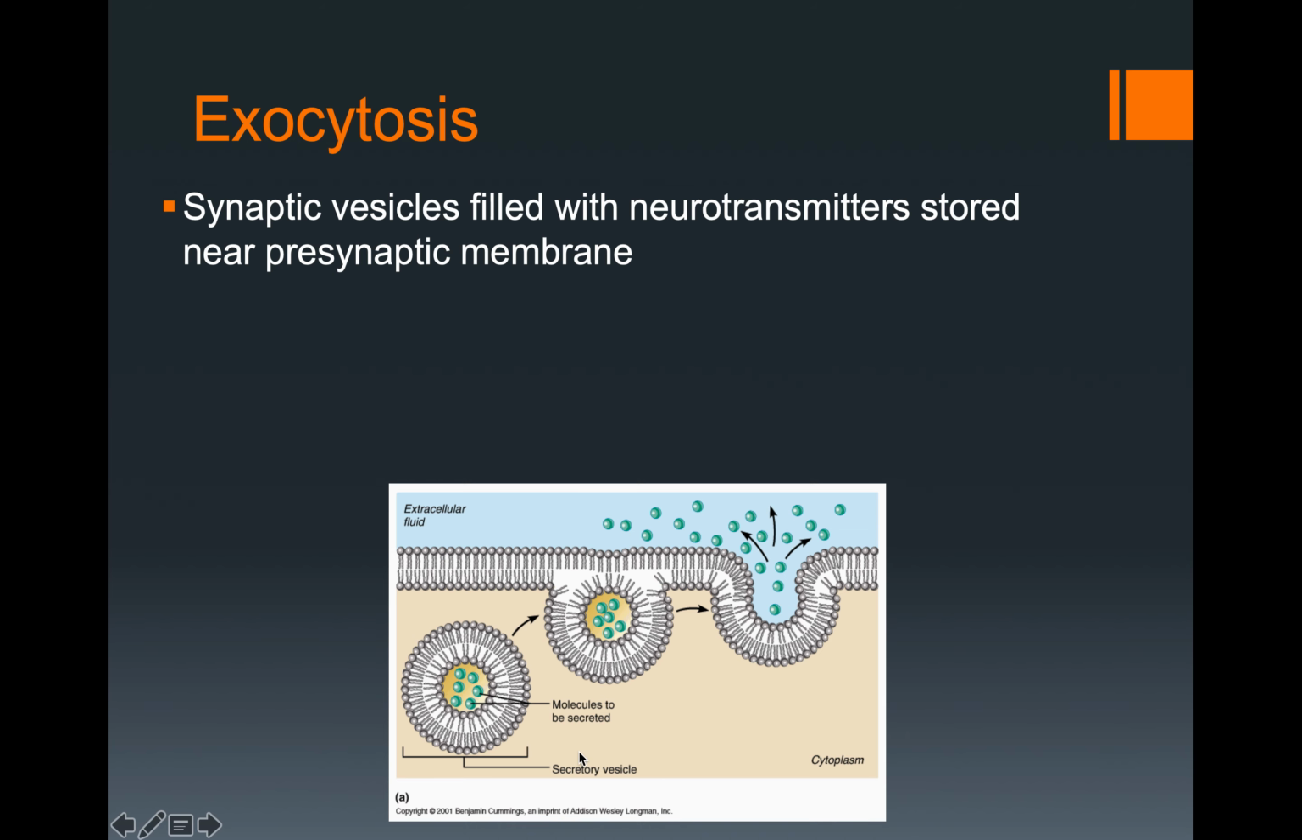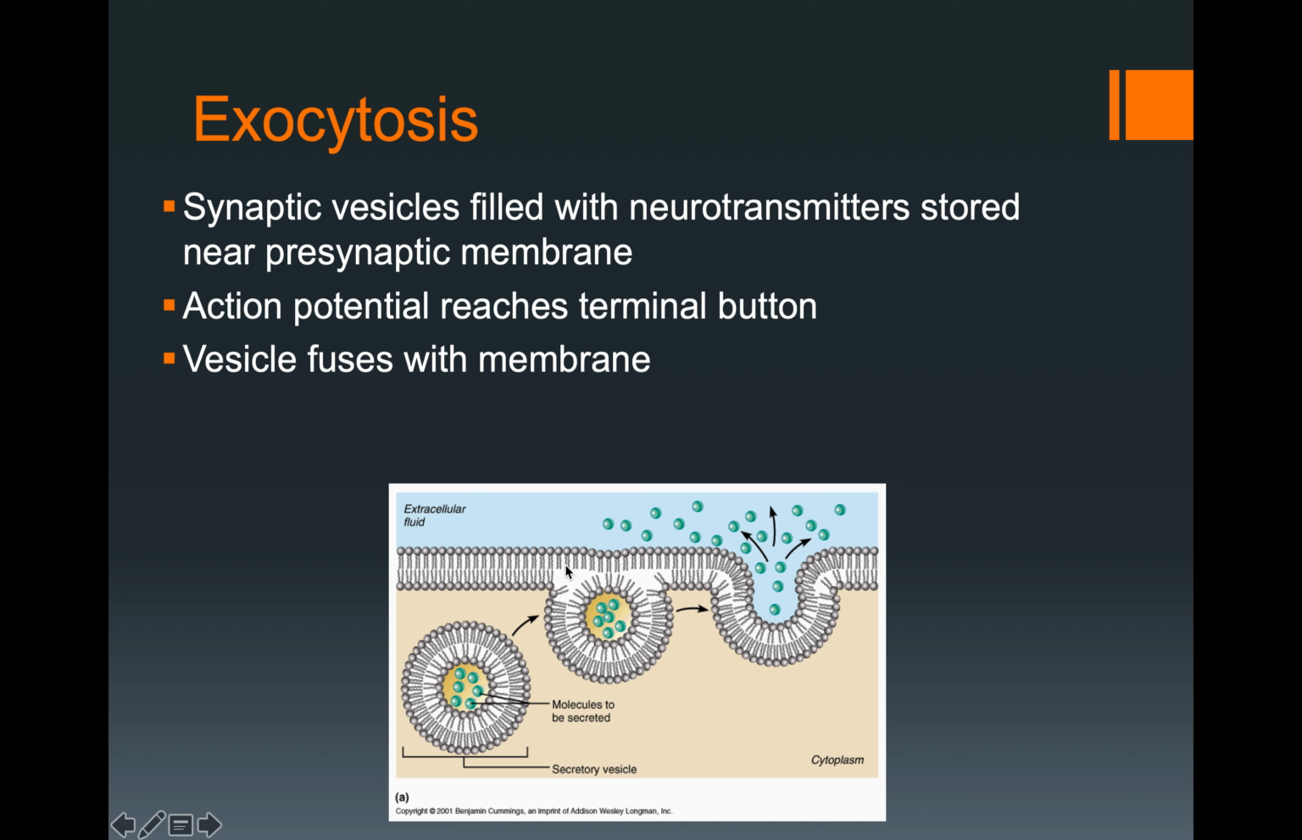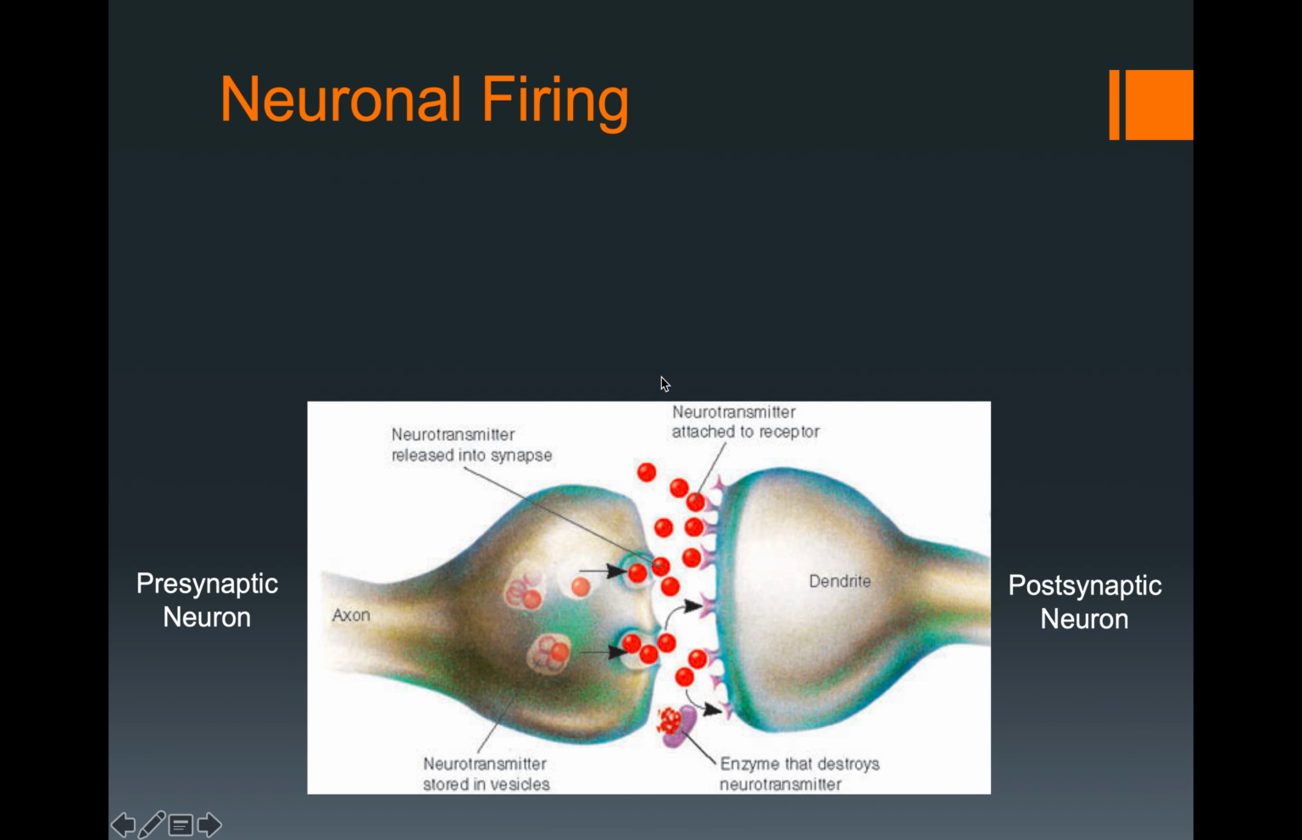So again, just to review, these synaptic vesicles, which you see right here, are filled with neurotransmitters, and they're stored near the presynaptic membrane. So this part is the presynaptic neuron. We're in the terminal button. This is where the synapse is. When the action potential reaches the terminal button, these vesicles then fuse with the membrane and release their contents, which is neurotransmitter, into the synaptic cleft.